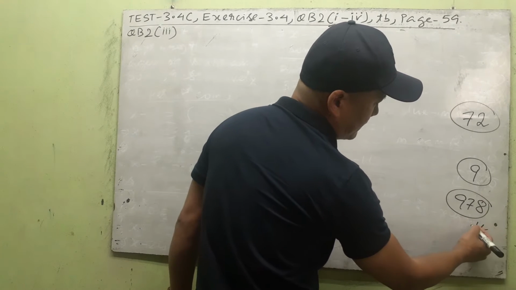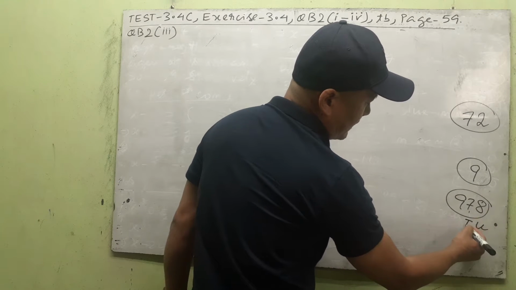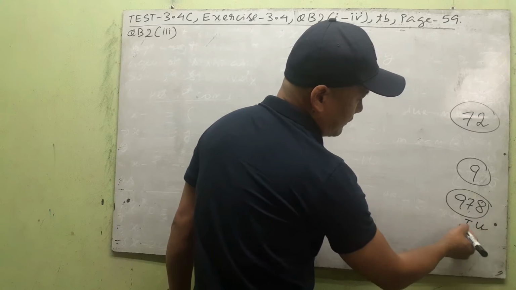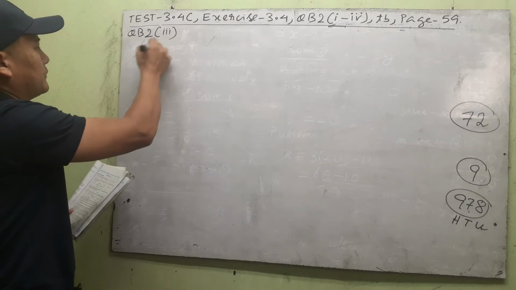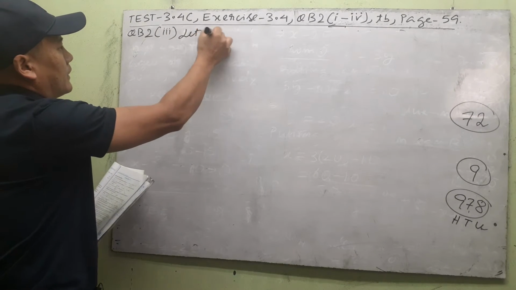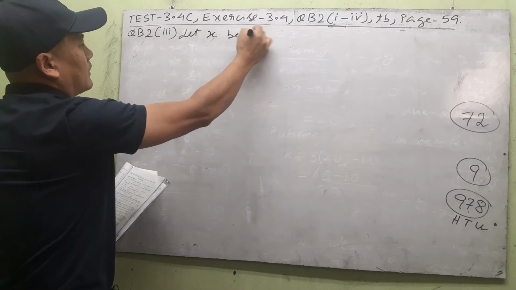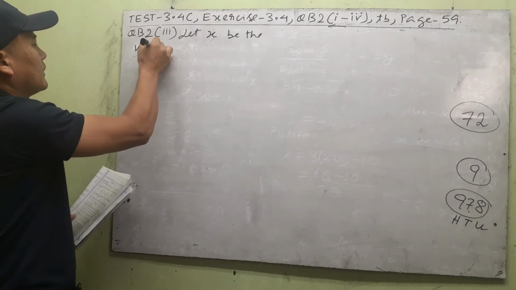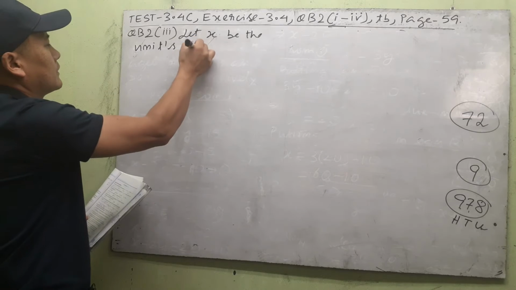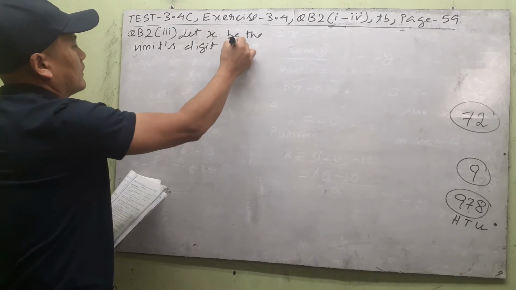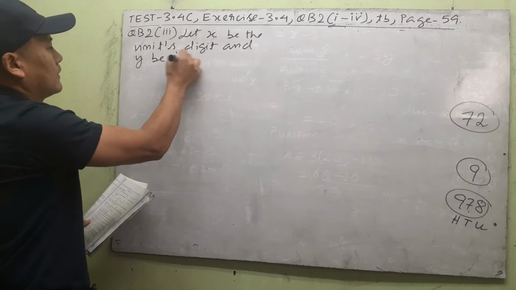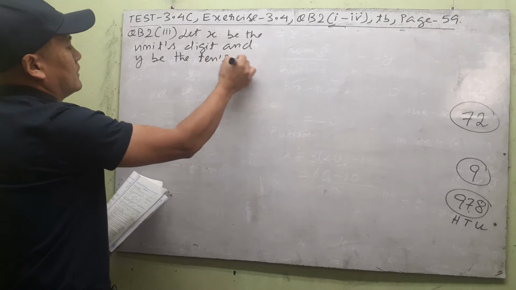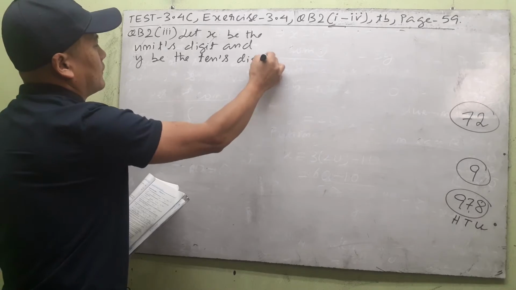First place is called the units place. Next one is the tens place, starting from right to left. And the third place is called the hundreds place, but we don't need a hundreds place. So for 2 digits, let x be the units digit and let y be the tens digit of the number.